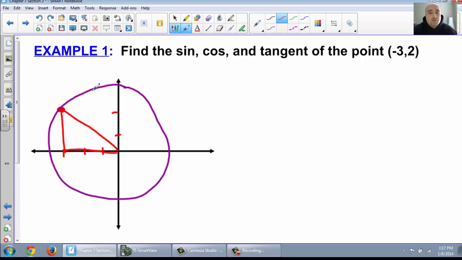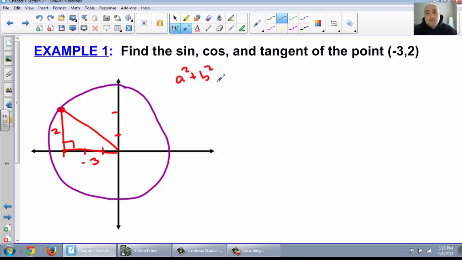We have to now label our triangle. So we went 1, 2, 3 to the left, so it's negative 3 because we went to the left, and we went up 2. So we already know our x value, and we know our y value. How are we going to find our hypotenuse, which is the radius of our circle? Well, we do it the same way we always do.